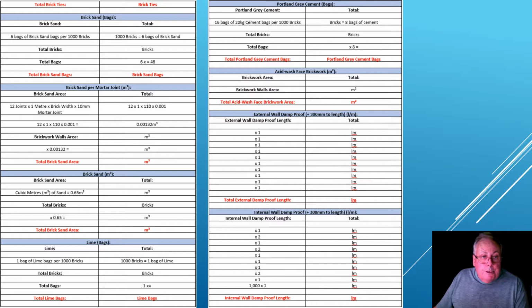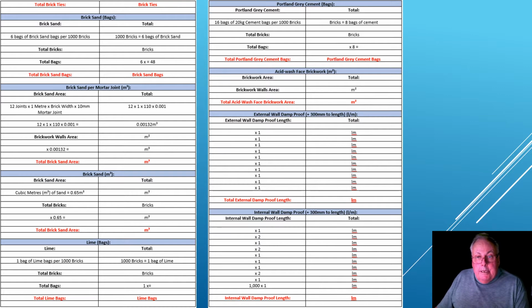All right, how much mortar? And this is probably over the top, but nevertheless, here's the formula. And all you need to do is work out your total square meter area times by that, and they'll give you the total bricky sand that you require there. Okay, lime, same thing, formula I've left in place so that it'll be as simple as we can. Portland grey cement, okay, 20 kilo cement bags, so there's 16 of those per 1,000 bricks laid. Okay, so once we work out how many bricks we've got, we can very easily work out the amount of bags of cement that we need.